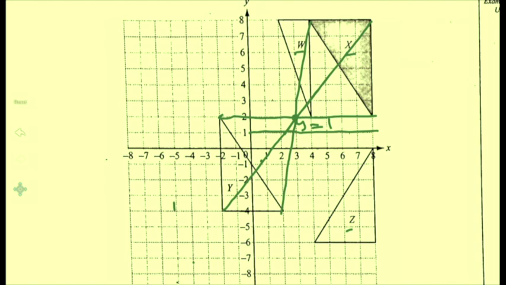Or you can use your tracing paper there. You should find that you can also describe this as a rotation with the center 3, 2 and the angle 180 degrees. So it's a half turn about that point 3, 2. So both answers will be correct.